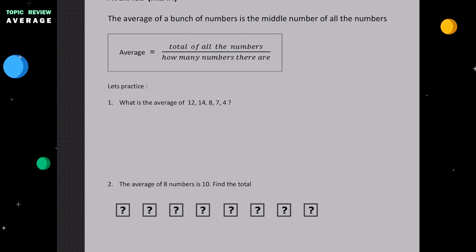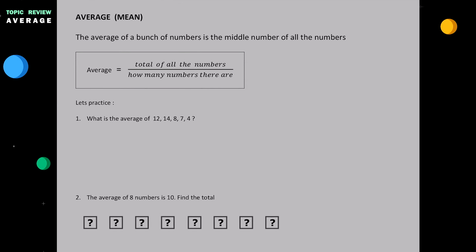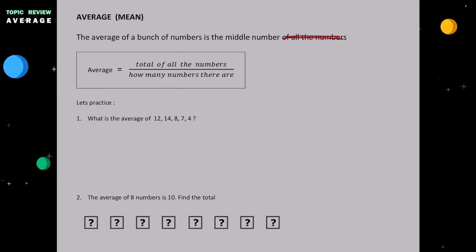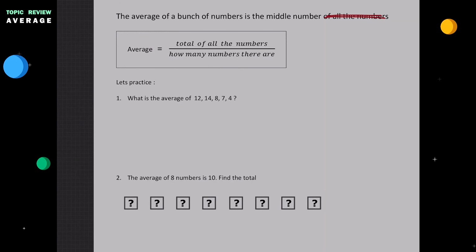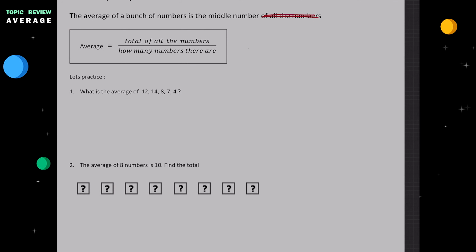Now it says the average of a bunch of numbers is the middle number of all the numbers. That's kind of confusing. I should just say the middle number. So if you have a number, let's say one here, one here, one here, the middle number is kind of halfway there. It balances that out. So the average is like a number that's kind of balancing out all the numbers in a sense.